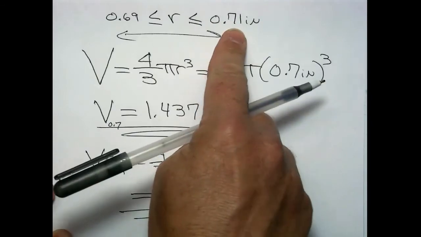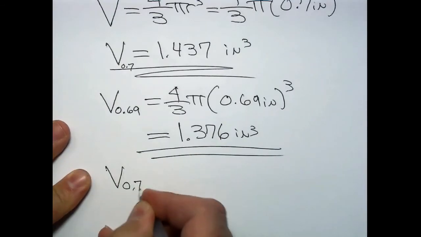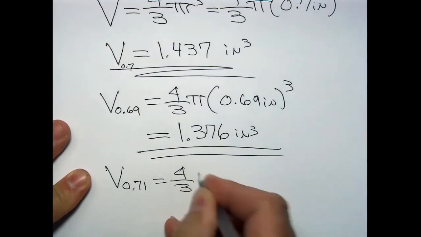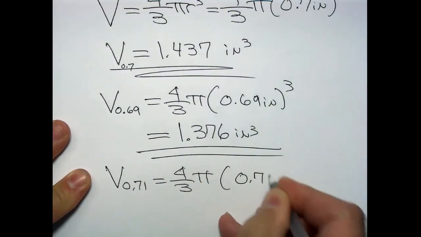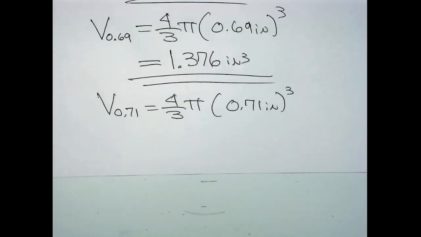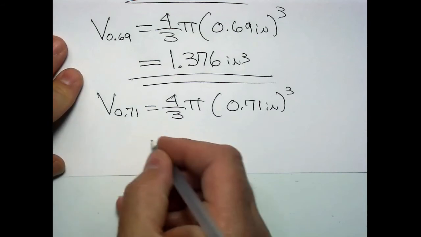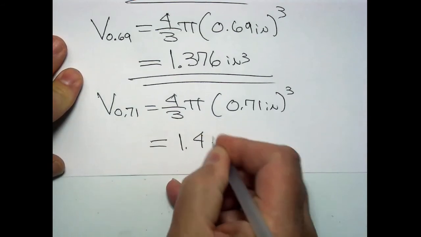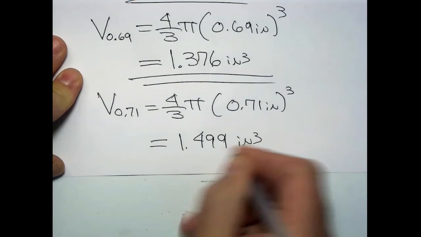And don't forget, it's possible that it's 0.71. So we have to look at that one too. And that would be 4/3 pi 0.71. So because of the ambiguity, you're not really sure what volume is. Times pi times 0.71 cubed. So on the high end, it's 1.499 cubic inches.